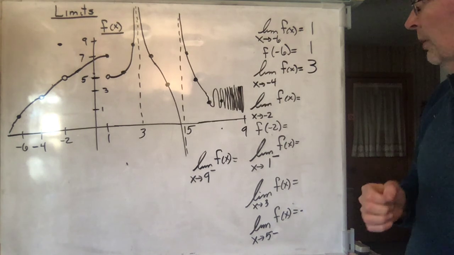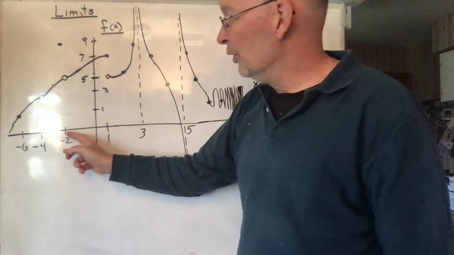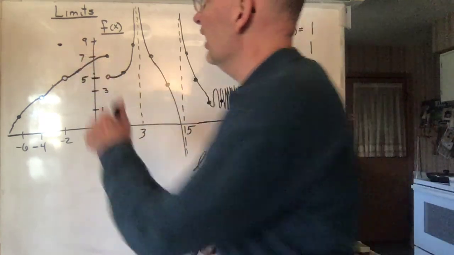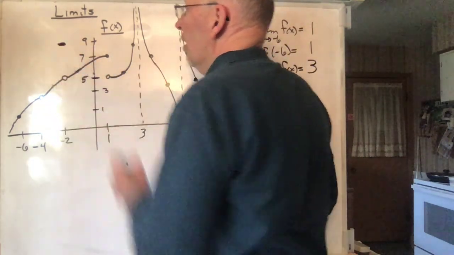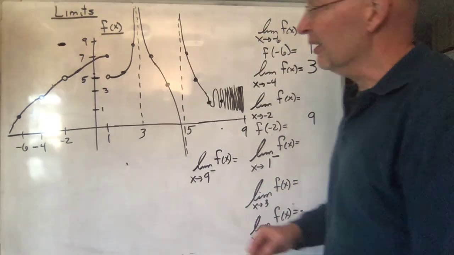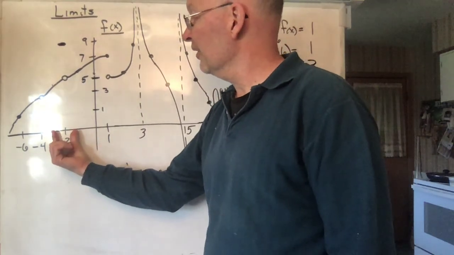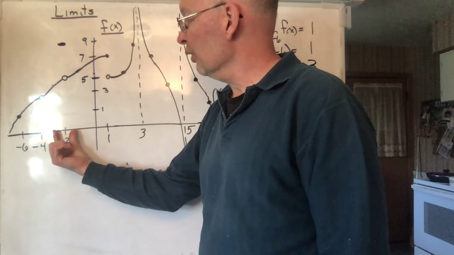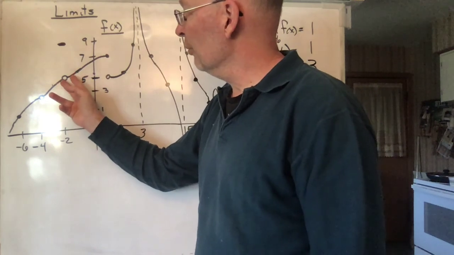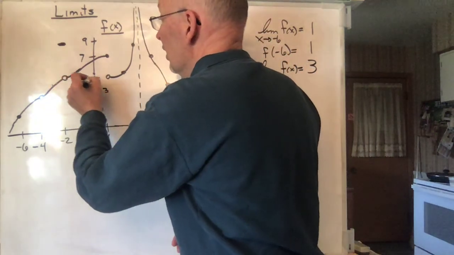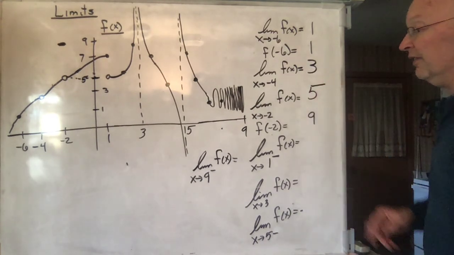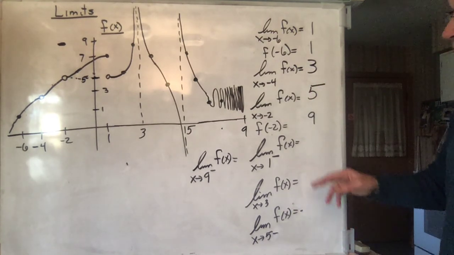At -2, we do have a value of the function. At -2, the value of the function is 9. So there's the value of the function, but the limit is something different. If we were to ask what's the function getting closer and closer to as x gets closer and closer to -2, here the answer would be it's getting closer and closer to, should be a 5. So the limit is 5, the value of the function is 9.